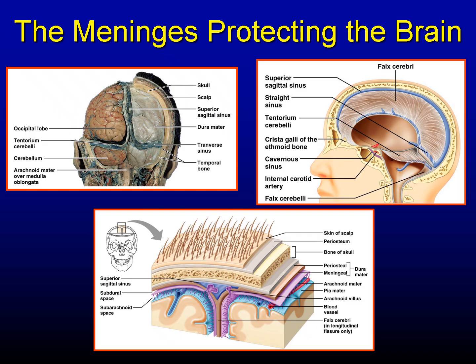The middle meninx is called the arachnoid mater because it has spider web-like extensions that secure it to the underlying pia mater. The space between the arachnoid mater and the pia mater is called the subarachnoid space, and it contains cerebrospinal fluid. The pia mater is thin, transparent and adheres snugly to the surface of the brain, following the gyri and sulci. The pia mater carries blood vessels that supply or drain the brain.